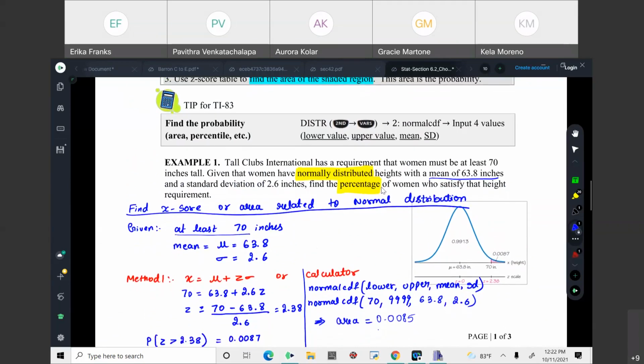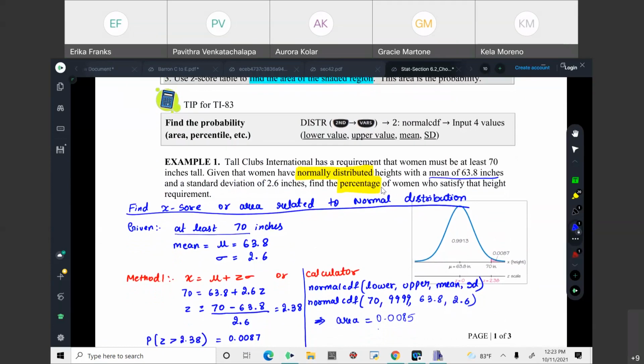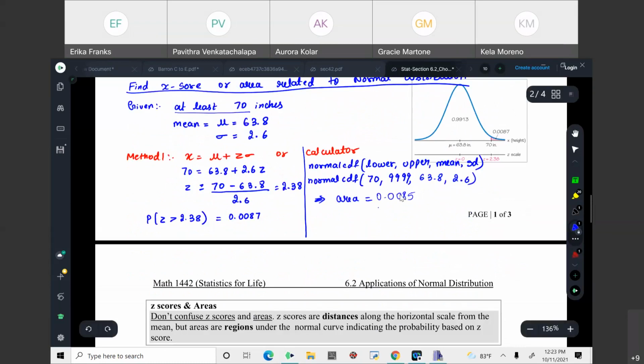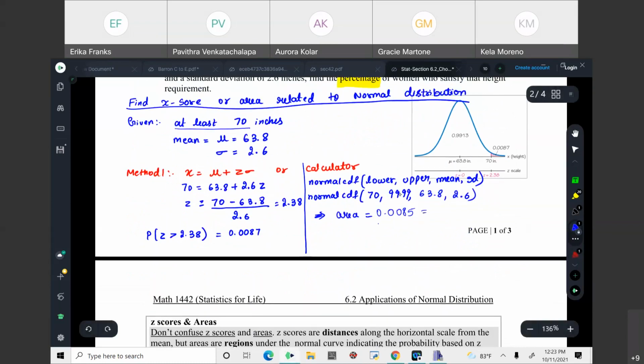Okay. Now, when they say percentage, it has to be in percentage. So in your question, they might give you the same question. In options, you will have these values, 0.0085, and you also have 8.5%. So you must make sure that you choose the percentage value, because that's what is asked in the question. So here, this will be 0.85 percentage.